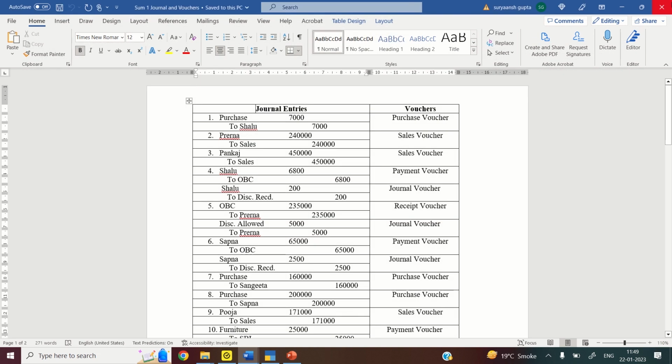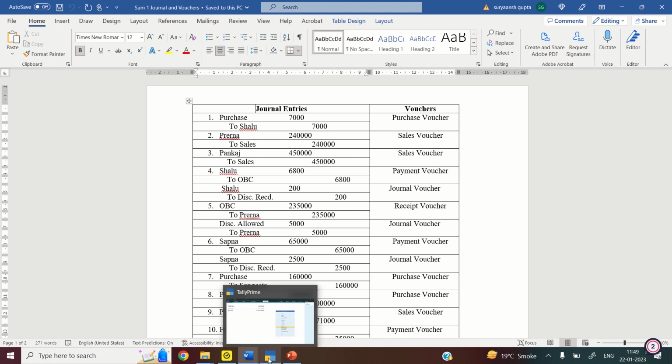Okay, now let us start the sum. So the first voucher given to us in the question is purchase from Shalu, and the quantity is mentioned, cotton shirts, quantity, amount. Okay, so the journal entry will be purchase to Shalu 7,000, and as it is a credit purchase, it will go to purchase voucher. Okay, you can see the number 1 journal entry.